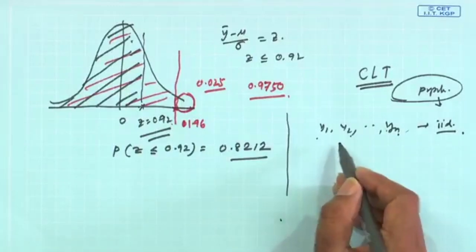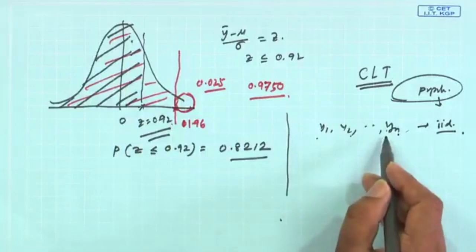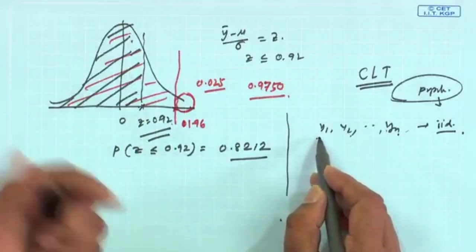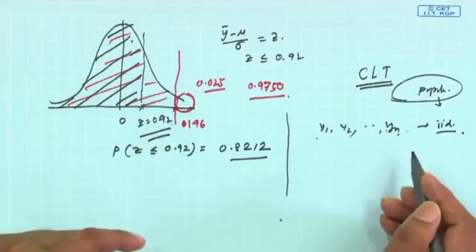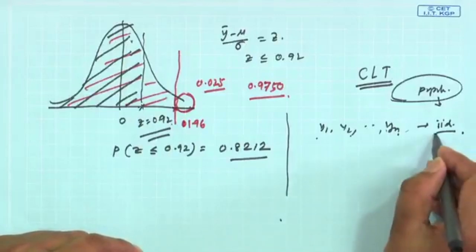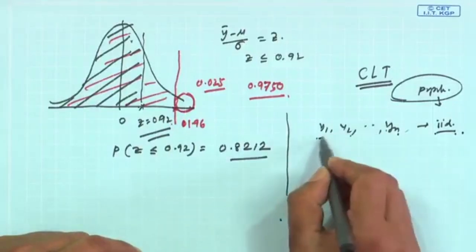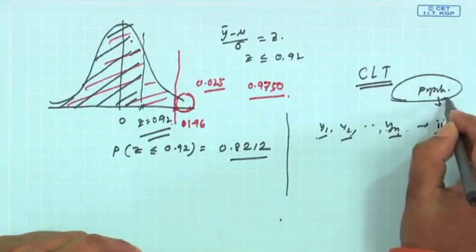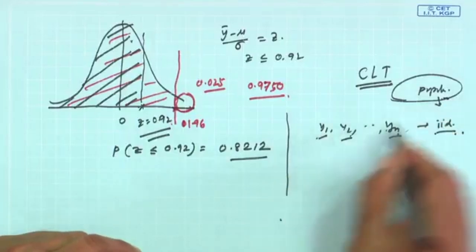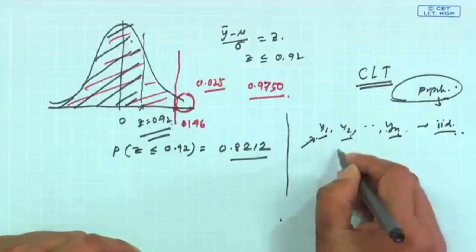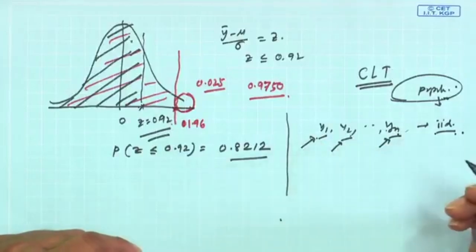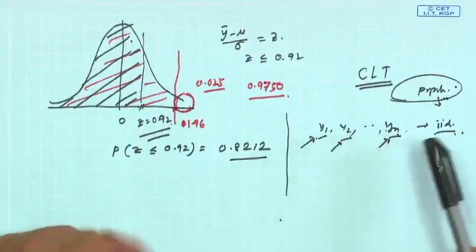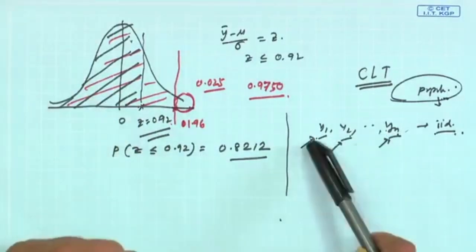So, y1, y2, yn are IID, independent and identically distributed. Independent means when you take any observation, it is not affected by the presence or absence of any other observations. Picking up y2 is in no way related to whether y1 is already picked up or yn will be picked up later on. Identically distributed means every observation has the same probability distribution as the population distribution. So, if it is a normal population, y1 is normally distributed, y2 is normally distributed, yn is also normally distributed. You may be thinking that if I collect y1, then this is one value only, then how will it be normally distributed.